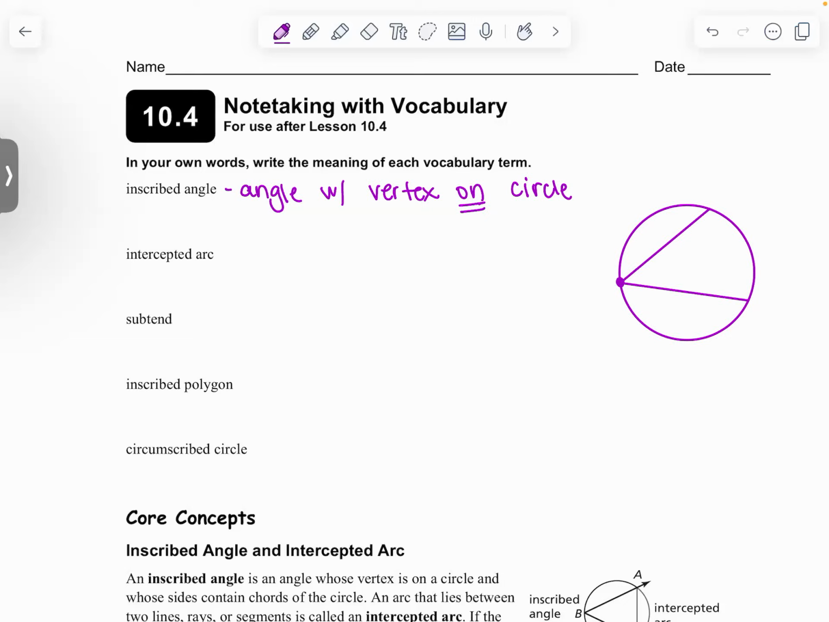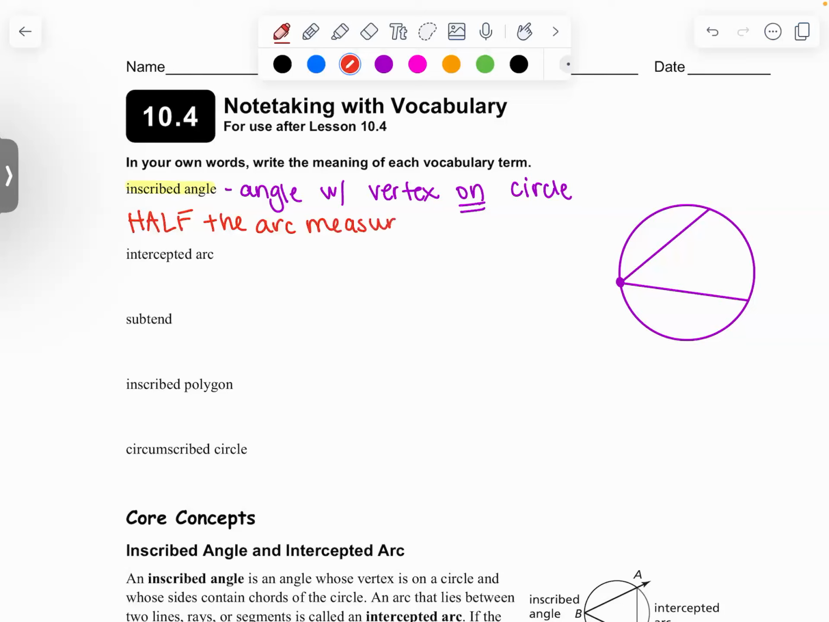Okay. Now, here is the important thing. The inscribed angle is going to be half of the arc measure. Okay, so if this arc is 80 degrees, then our inscribed angle would be 40.